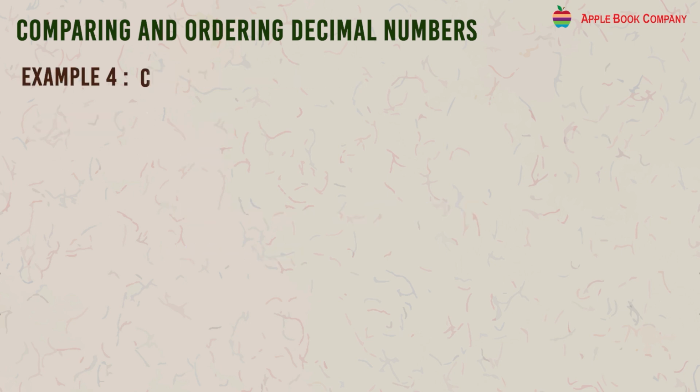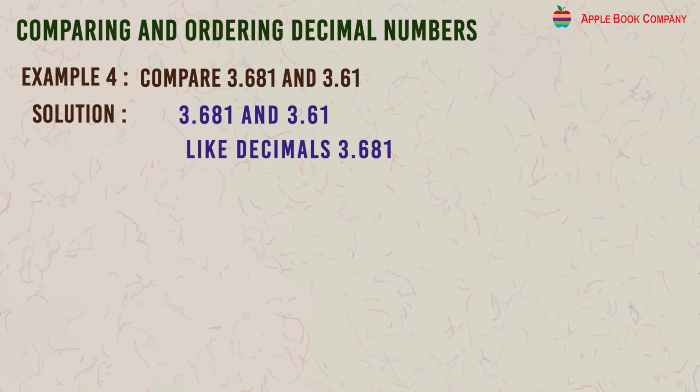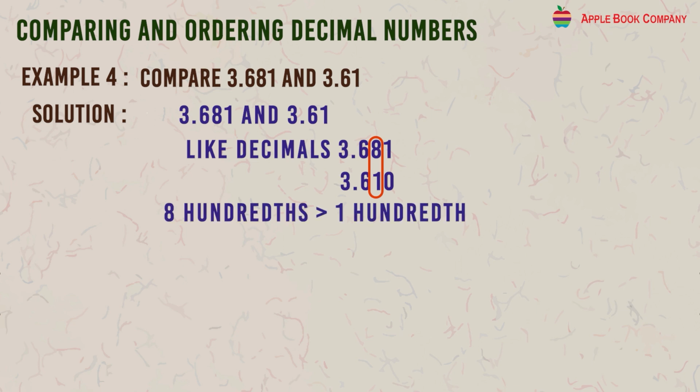Example 4. Compare 3.681 and 3.61. The given numbers are 3.681 and 3.61. Making like decimals, we have 3.681 and 3.610. Now comparing the digits from the left, you see that the hundredths digits differ. Therefore, 8 hundredths is greater than 1 hundredth. Therefore, 3.681 is greater than 3.61.